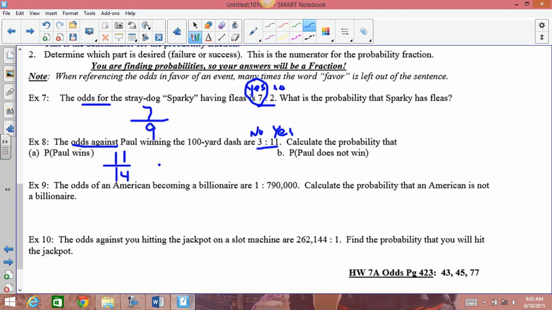Probability then that he doesn't win, denominator comes from adding those two numbers together, so 3 plus 11 is 14. Not winning then, the no, so 3 out of 14.